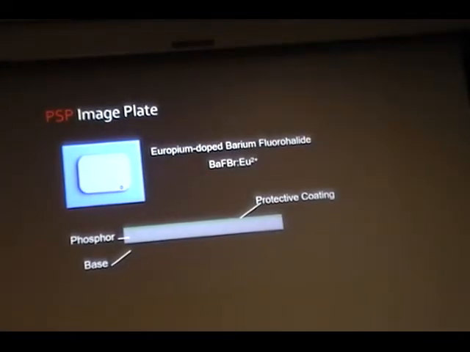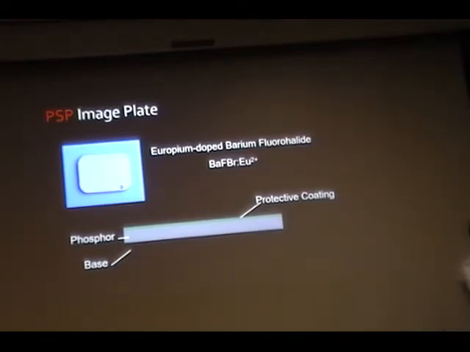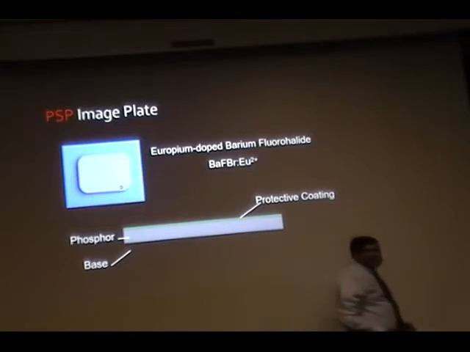Again, it's coated with this. This is very, very important. Please make sure that you understand, and if you have to memorize, please memorize. This is your board question again. Europium-doped barium fluorohalide, that's what it's coated with. You have to memorize this. So this is what it is coated with.